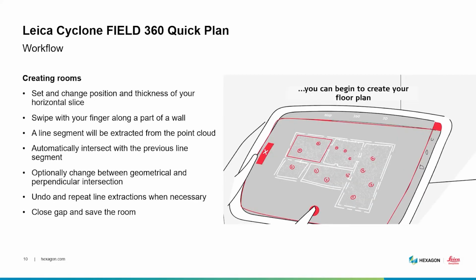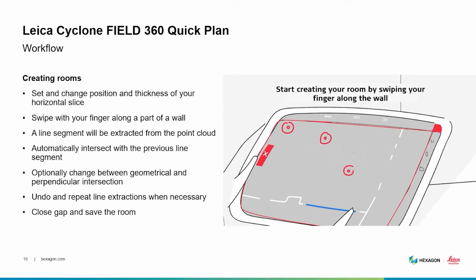So when you're ready to begin and create the horizontal slice, by selecting the position and the thickness, you simply swipe along the part of the wall with your finger. You don't have to touch the entire wall, just one part of the wall is enough. The software will extract the line segment out of the point cloud and will allow you to extend where possible.